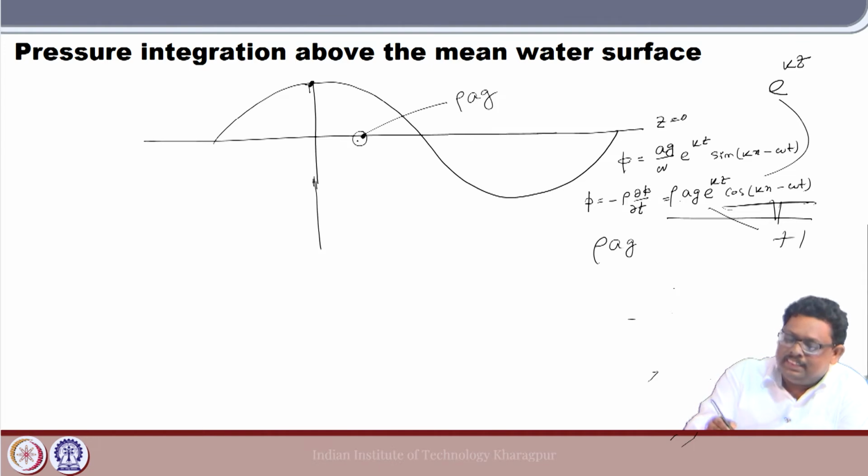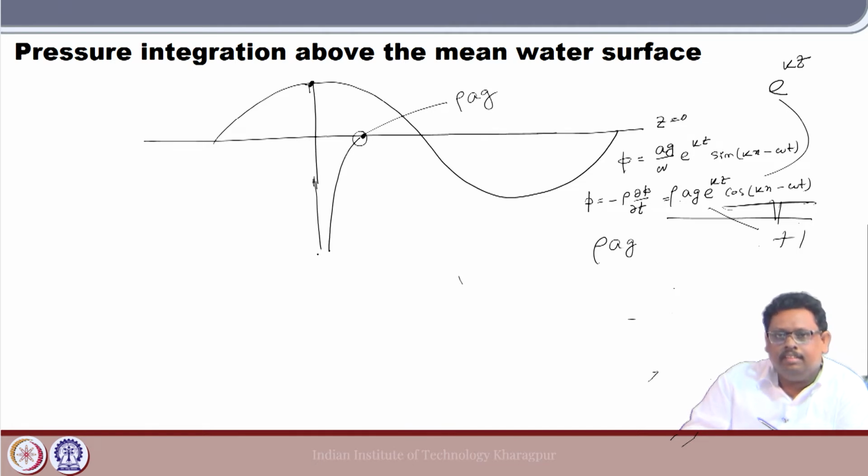Now, since this is driven by e to the power k z, at z equal to 0, e to the power k z equals 1, right, because e to the power 0 equals 1. So, then the value remains rho into a into g. Now, here it should drastically reduce as an exponential function. So, this is the graph below z equal to 0.